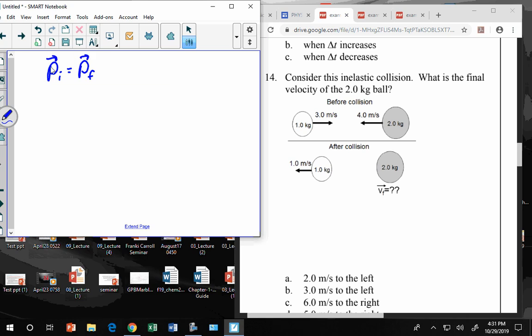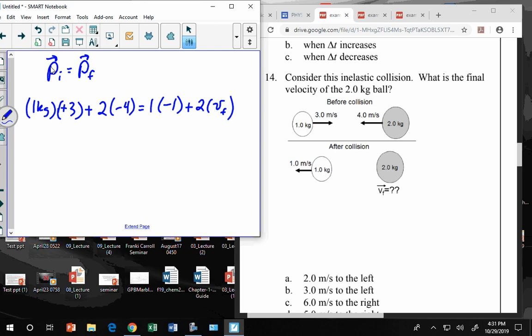So the first one is 1, remember p is equal to m times v. So I have 1 kilogram times positive 3. In fact, I think it's good practice to just write either positive or negative on all of your quantities, because then it makes you think about them. So we tend to default to positive, but I like just writing signs on all of them. Plus 2 times negative 4 is equal to 1 times negative 1 plus 2 times v_f.